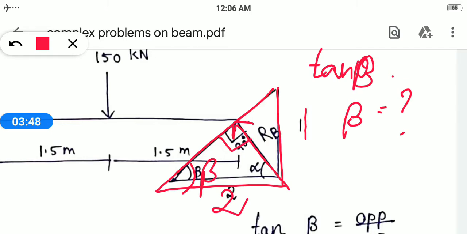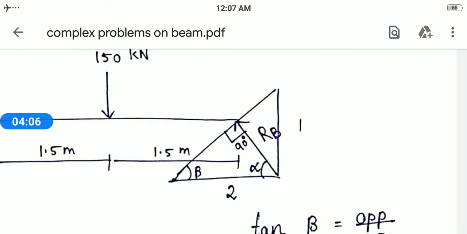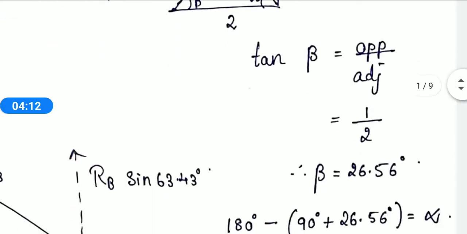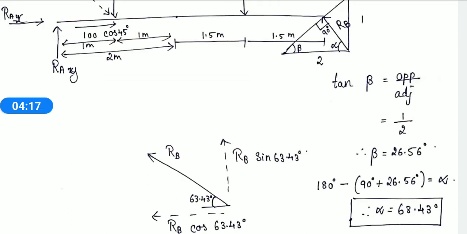If you get the beta value, automatically this angle will be 90 degrees. So how do we calculate the alpha value? The total angle of the triangle is 180 degrees, so 180 degrees minus the other two angles, that is 90 plus beta, gives the remaining alpha value. That is what I have done here. Tan beta is equal to opposite by adjacent, so beta is equal to 26.56 degrees. Then 180 degrees minus (90 plus 26.56 degrees) gives alpha equal to 63.43 degrees.